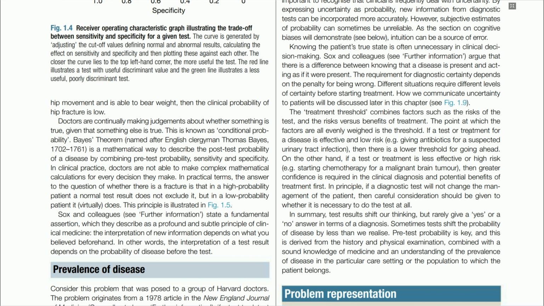If a test or treatment for a disease is effective and low risk, for example giving antibiotics for a suspected urinary tract infection, then there is a lower threshold for going ahead. On the other hand, if a test or treatment is less effective or high risk, for example starting chemotherapy for a malignant brain tumor, then greater confidence is required in the clinical diagnosis and potential benefits of treatment first. In principle, if a diagnostic test will not change the management of the patient, then careful consideration should be given to whether it is necessary to do the test at all.